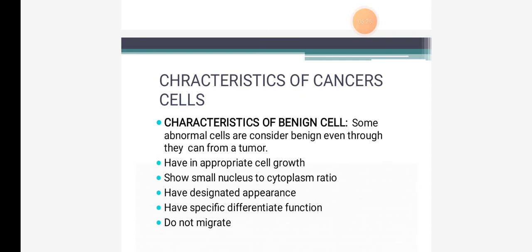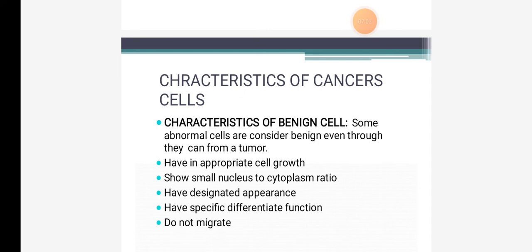Benign cells have inappropriate cell growth. They grow faster than normal cells but slower than malignant cells. They show a small nucleus to cytoplasm ratio, meaning their nucleus is smaller. They have a designated appearance that is not as bizarre as the malignant. They look like functioning cells and have specific differentiated function also.